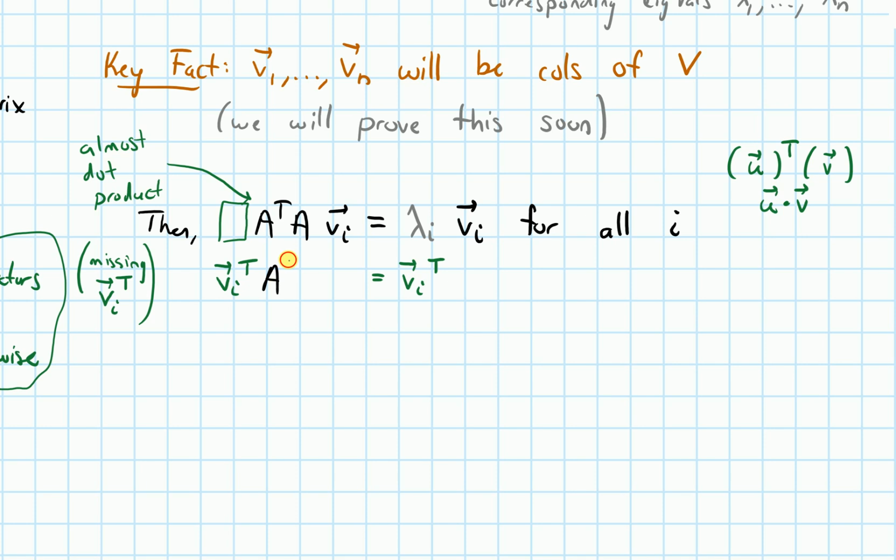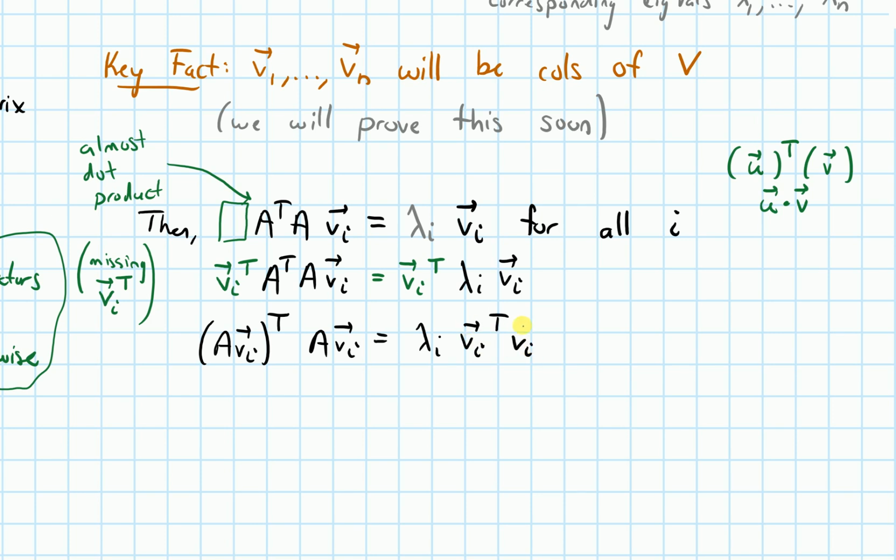So we get that times A transpose times A times V_i, and on the right side we get lambda_i V_i. Now we can rewrite what we have on the left as (A V_i) transpose. So the first two terms can be rewritten like this, and then times A V_i. Lambda is a constant, so we can move that to the front: lambda_i times V_i transpose times V_i.